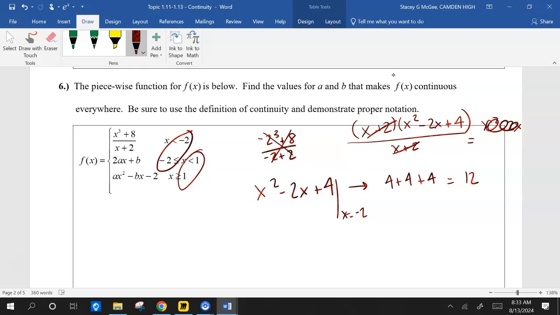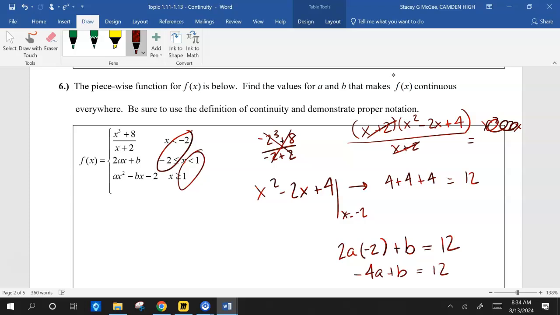So this is my left side limit. I need my left limit to equal my right limit. Where is my right limit coming from? The second equation. So 2a, I need to plug in a negative 2 for x, plus b better equal what? 12. Okay, that's the setup. So here's equation number 1 set up. Now what is equation number 2 set up?